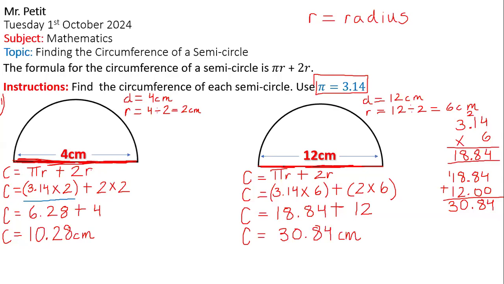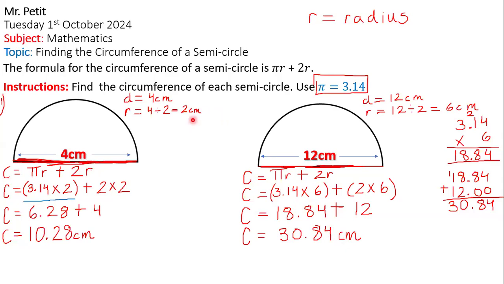Jordan? Where's Jordan? Do you understand how we got an answer? Yes, sir. Okay, no problem. Joshua, where's Joshua? Joshua? Yes, sir. Do you understand how we got the answers? Yes, sir. Okay, explain how I got 30.84.